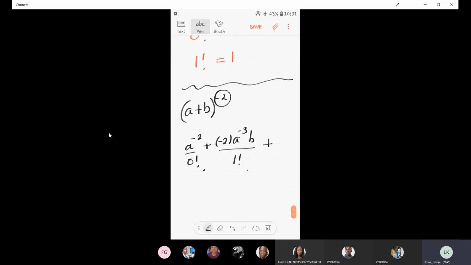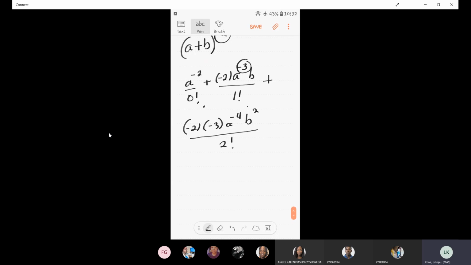So now this minus 3 is the one that will come down. So I have minus 2, minus 3, a to the power of minus 4, and then I have b to the power of 2, and then I divide this by 2 factorial. Okay, then I can do one more.